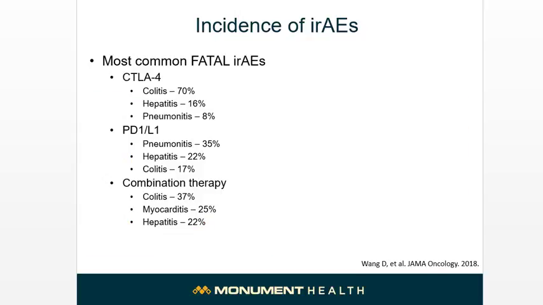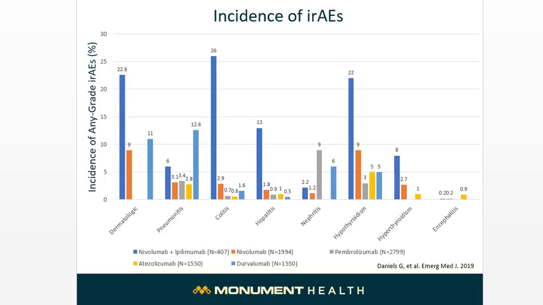This looks at the incidence of irAEs most commonly causing fatalities for ipilimumab, the CTLA-4 inhibitor. The most common irAE that causes fatality is colitis. For PD-L1 or PD-1 inhibitors, it would be pneumonitis. And for the combination of ipilimumab with a PD-1 inhibitor, we're going to see higher rates of colitis followed by myocarditis.